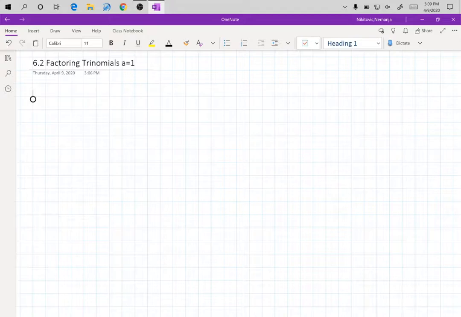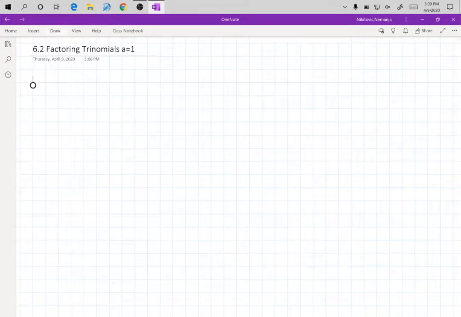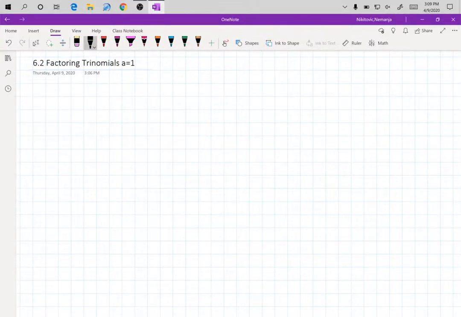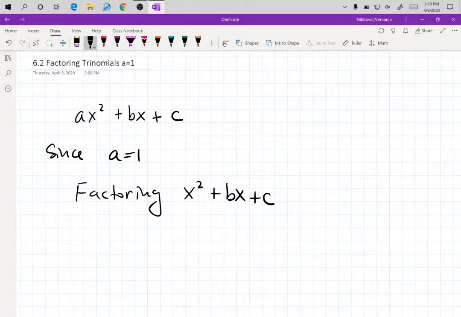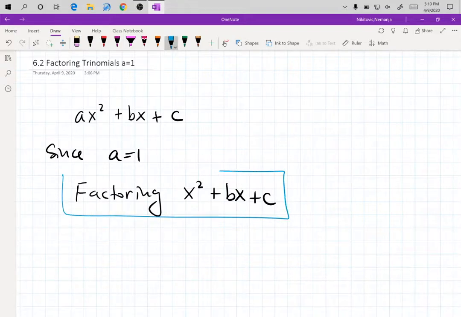Now, when we say trinomial, we are talking about ax squared plus bx plus c, and since a equals 1, this section is all about factoring x squared plus bx plus c. So this is what we are trying to achieve in this lecture.